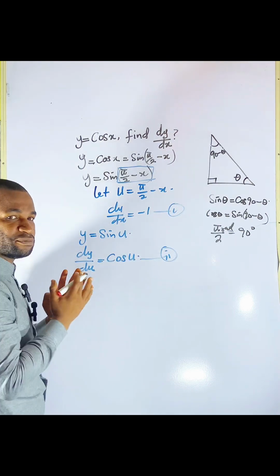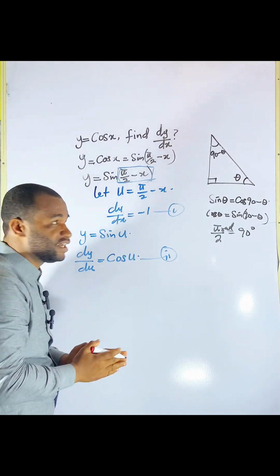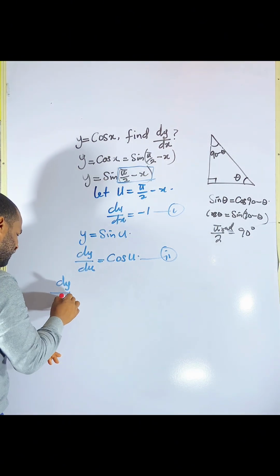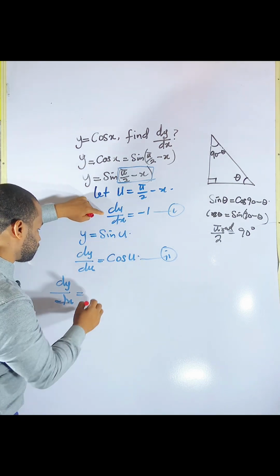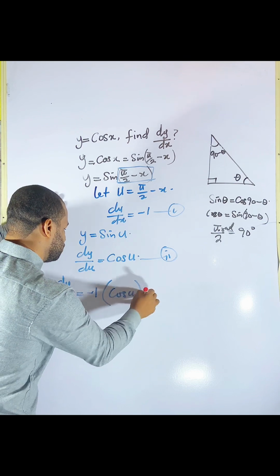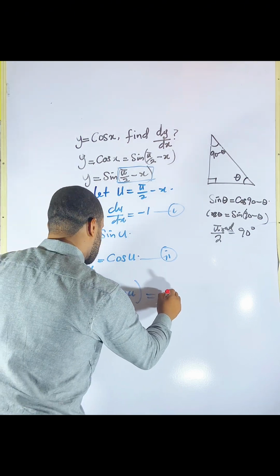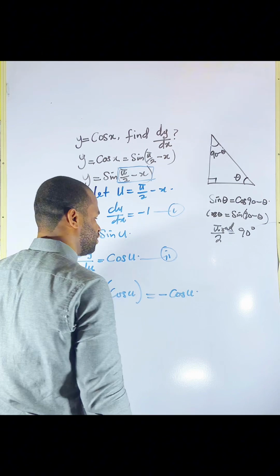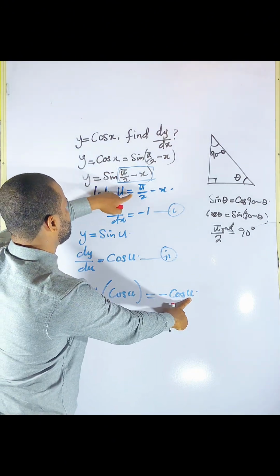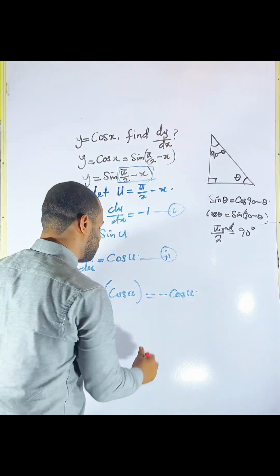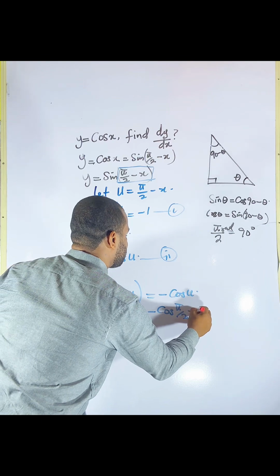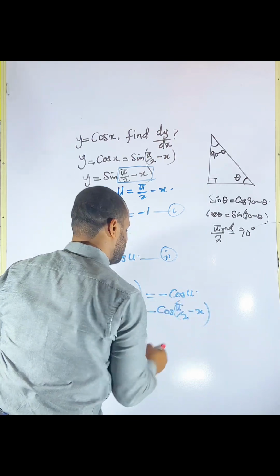So what should I do? I multiply all of them to have my dy dx. Remember, that's what I'm looking for. So we have dy dx is equal to the first one, which is minus 1, times the second one, which is cos u. And this is going to be minus cos u. However, what is my u? My u is pi over 2 minus x. So this is going to be minus cos pi over 2 minus x.